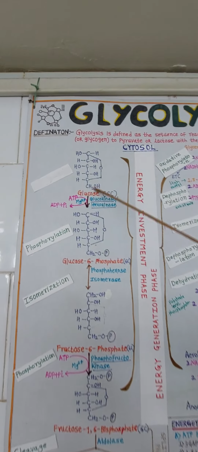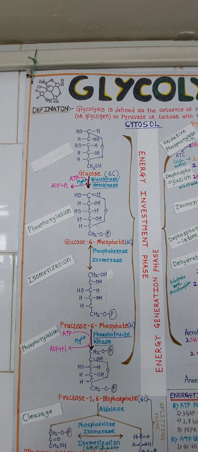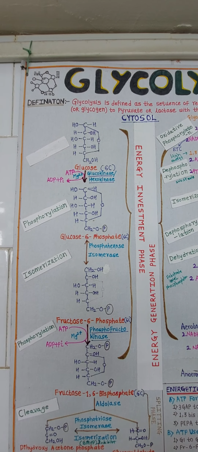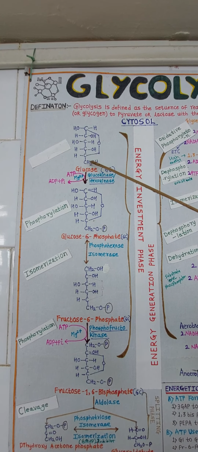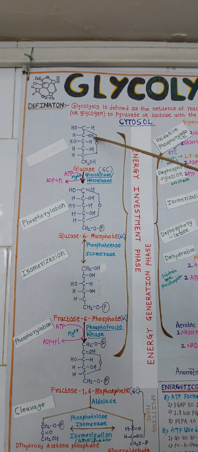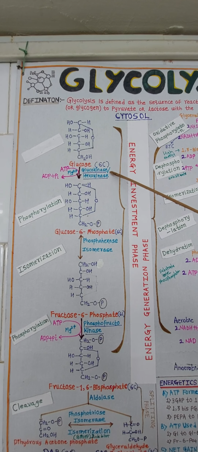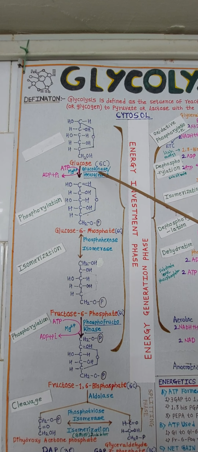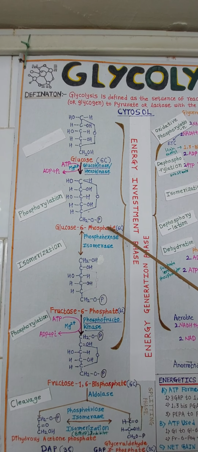3 are irreversible stages and the remaining 7 are reversible phases. Now we'll start with the first step. For the glucose, we have taken the open chain form of the glucose structure, and here the enzyme glucokinase or hexokinase will act and glucose is converted to glucose 6-phosphate.